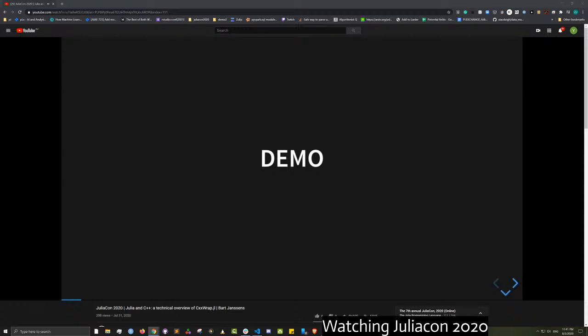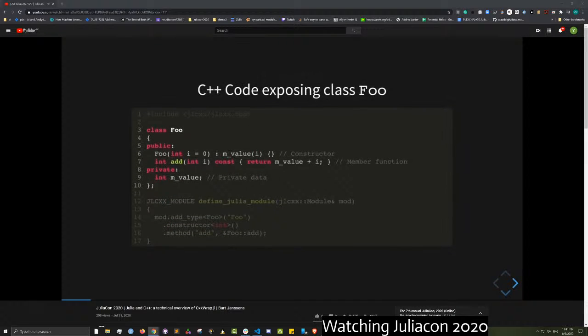So we'll start off with a small demo of how the CxxWrap package works. Let's say we have a class named Foo with a constructor that takes an integer, which sets the private data value m_value to the value that's passed to the constructor, and with one single member method, add, that adds an integer to the owned value and then returns the sum of the two.